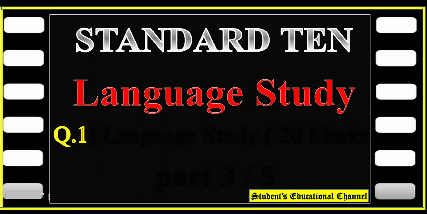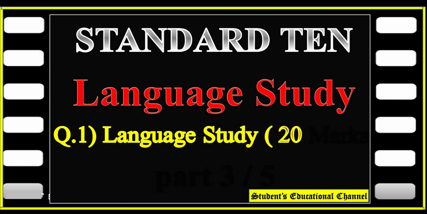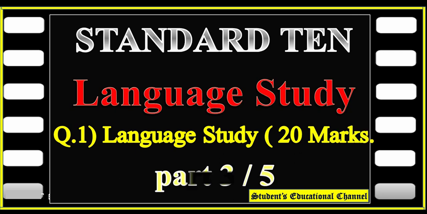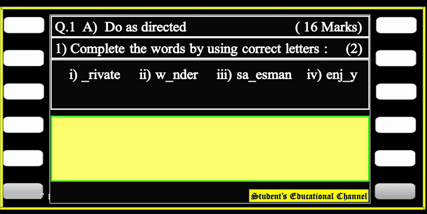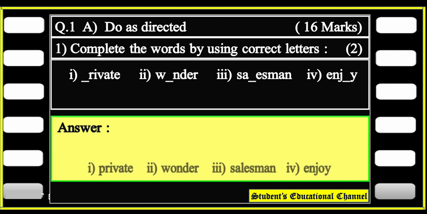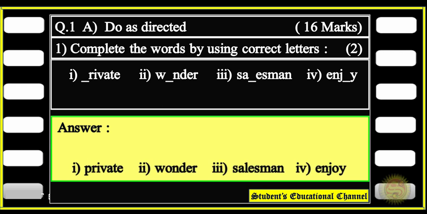Standard 10 Language Study. Question 1, Language Study, 20 marks. Part 3 of 5. Question 1a. Do as directed, 16 marks. First, complete the words by using correct letters, 2 marks. Answer: private, wonder, salesman, enjoy.